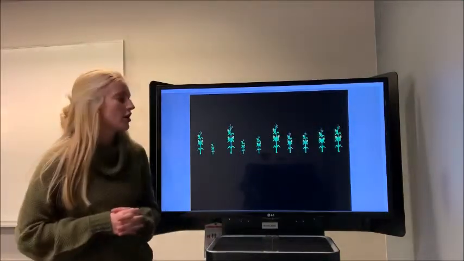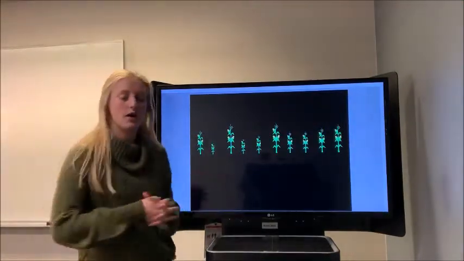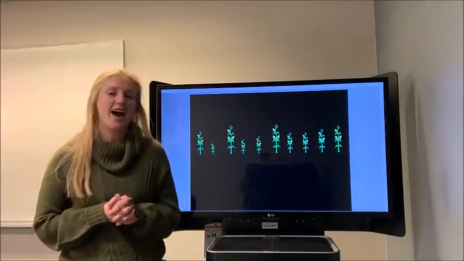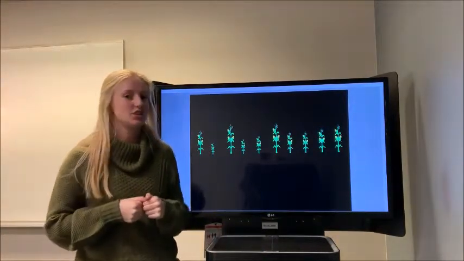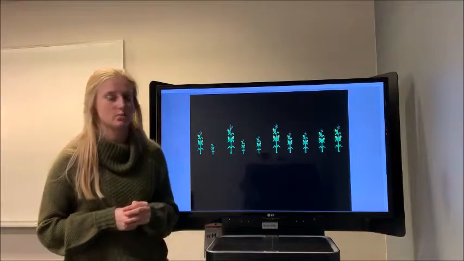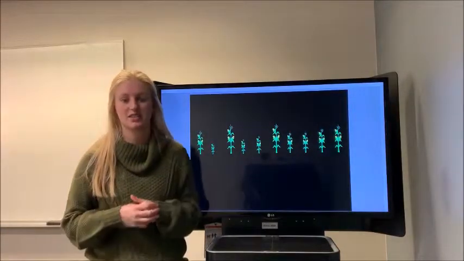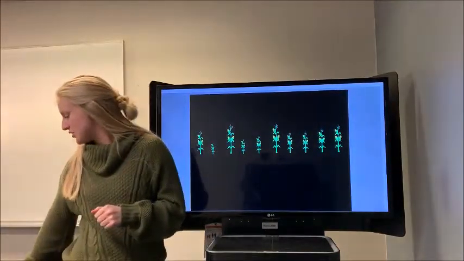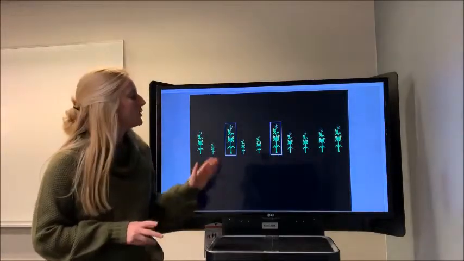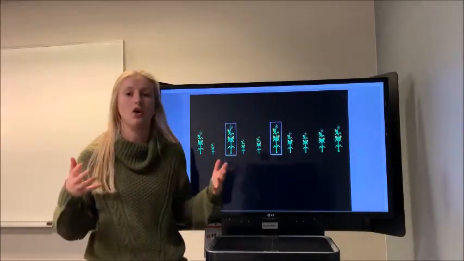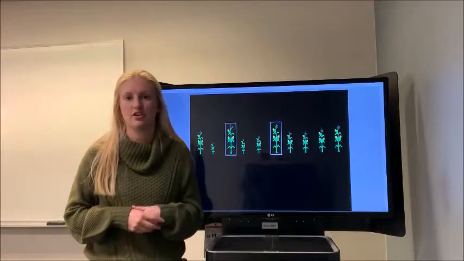So as a crossbreeder, we would have a population of corn plants, and then our job was to make the decision of which ones to cross together to produce our tallest next generation. So as phenotypic selection goes, we would pick the two tallest to hopefully produce the tallest generation.